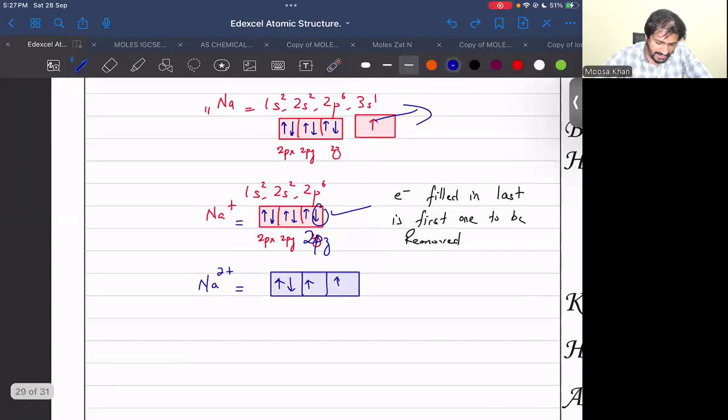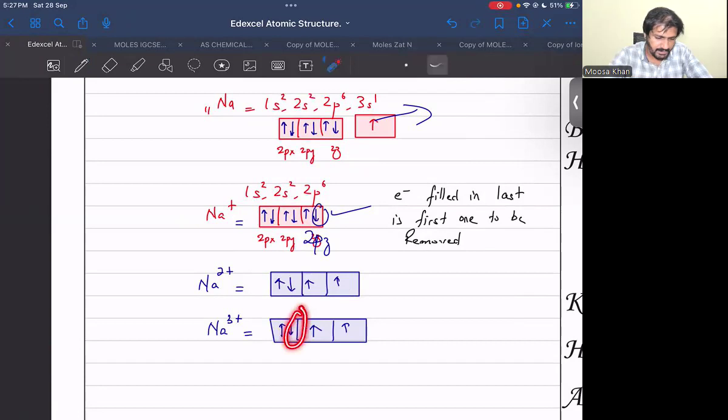And when you have to form Na3+ ion, which electron will be removed? This electron from 2px, like this. You getting my point? Now this electron will be removed to form Na3+ ion.